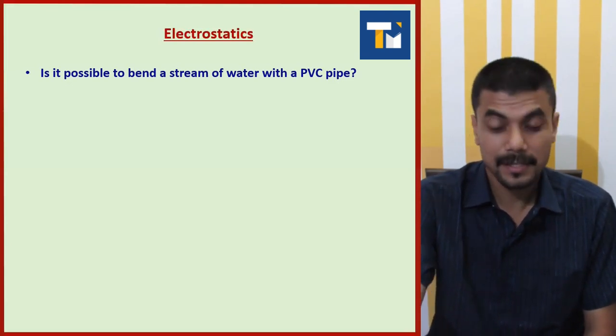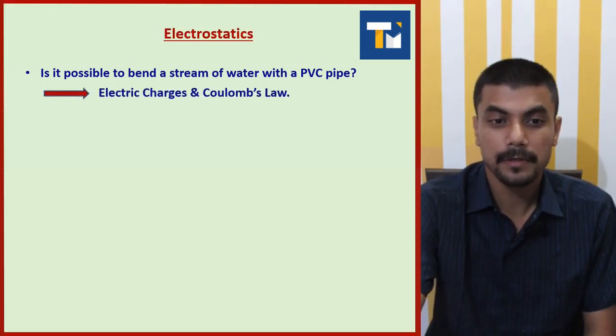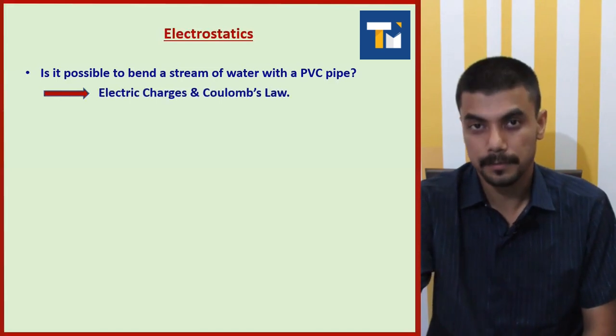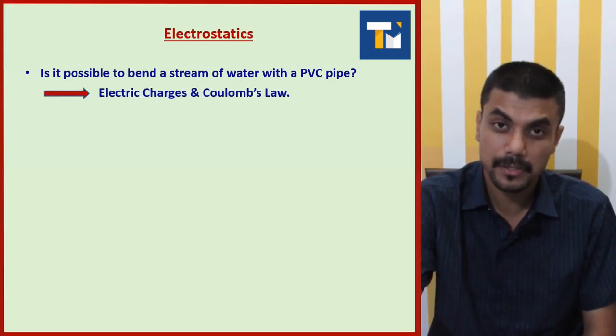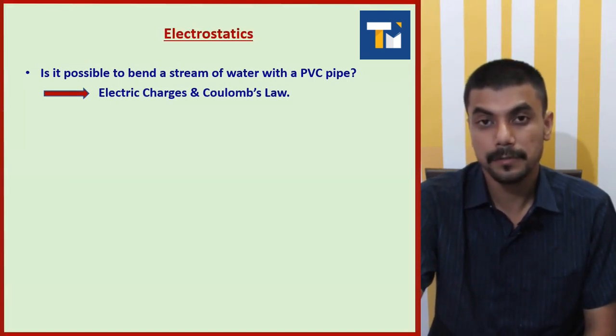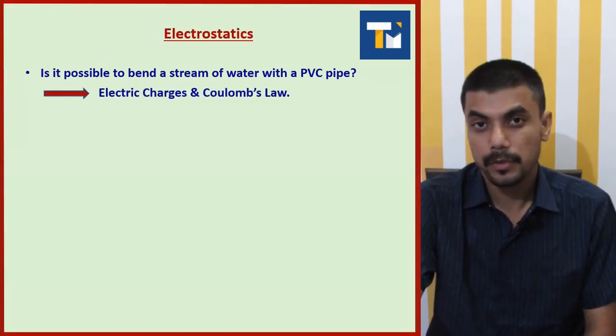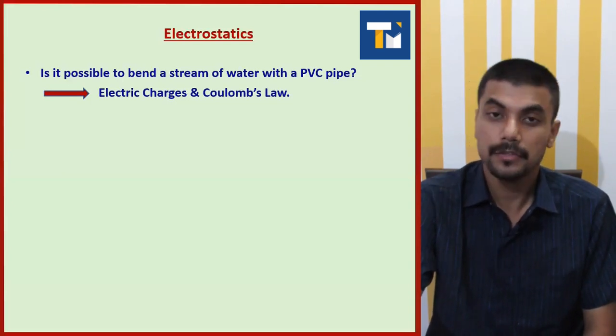In order to understand that, we'll have to go through this chapter on electric charges and Coulomb's law. Over there, we'll try to understand what is meant by electric charges, how is it that they interact among themselves, what role does Coulomb's law play in this interaction, and so on.